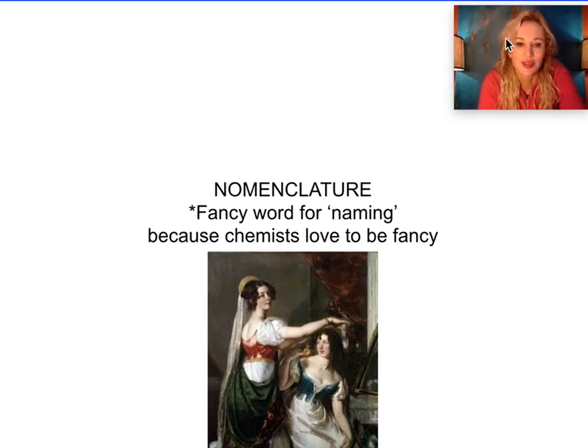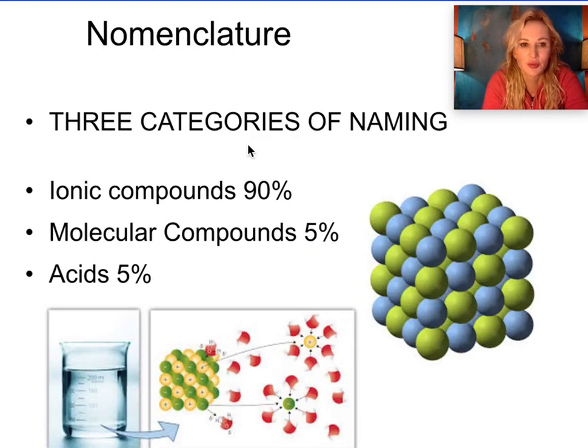Hi class. So today I'm going to talk to you about nomenclature, which is a fancy word for naming in chemistry. Chemists love to be fancy. They love to use words that are more complicated than they need to be. So when we look at nomenclature, there are three categories of naming.